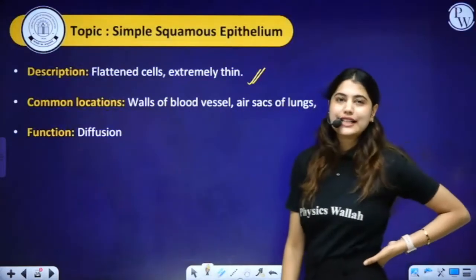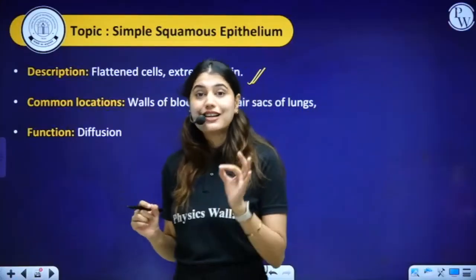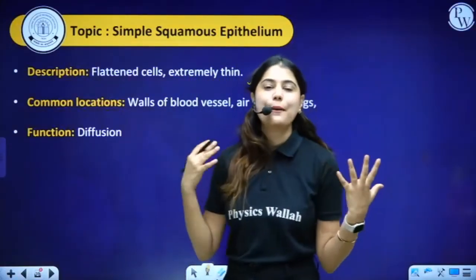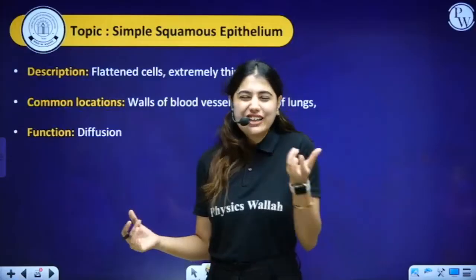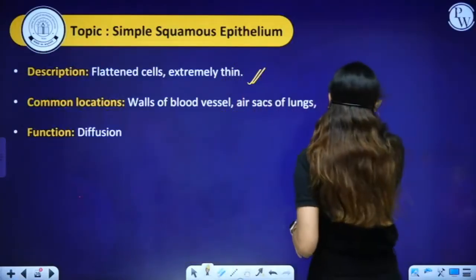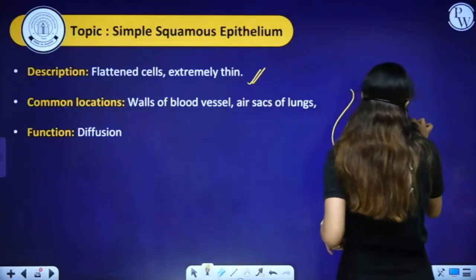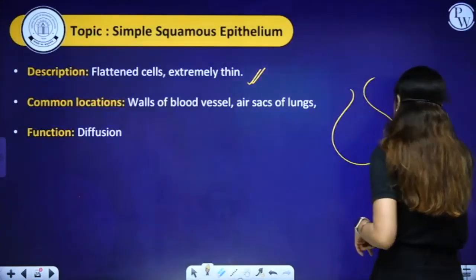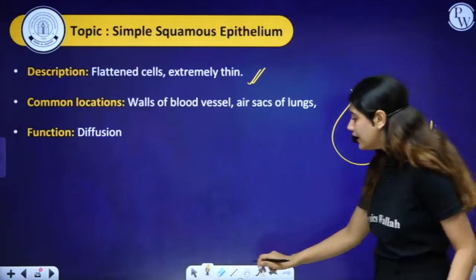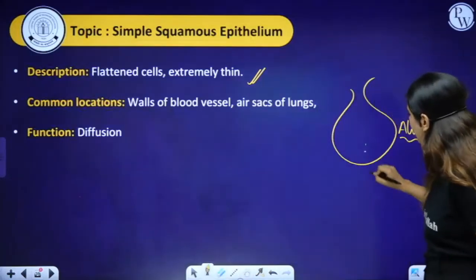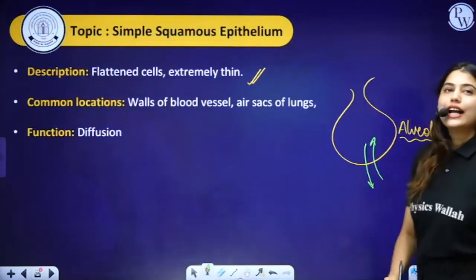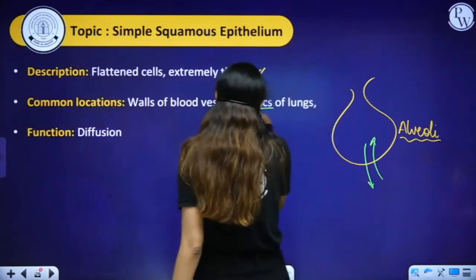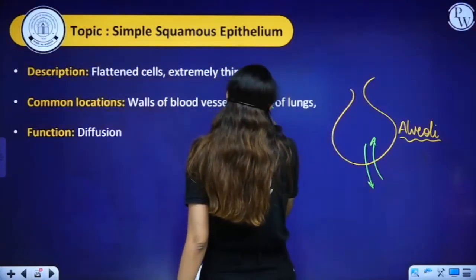Where will it be present? It will be present in the alveoli. Do you know, in the lungs of our body we have balloon-like structures called alveoli. What are these alveoli doing? These alveoli help in the exchange of gases, right? So it will be present in the air sacs, that is nothing but the alveoli.